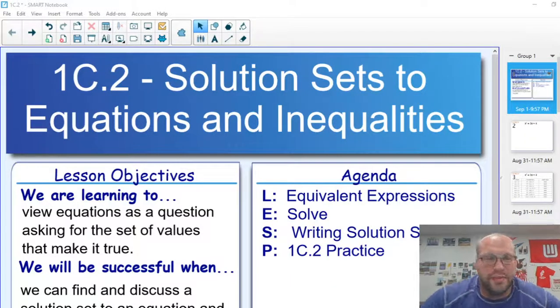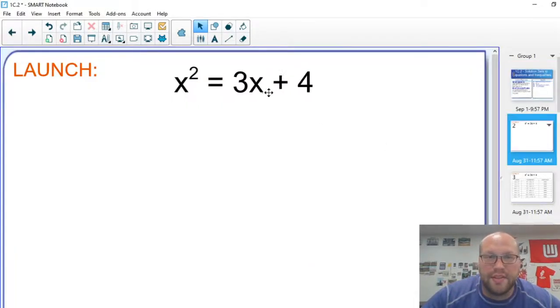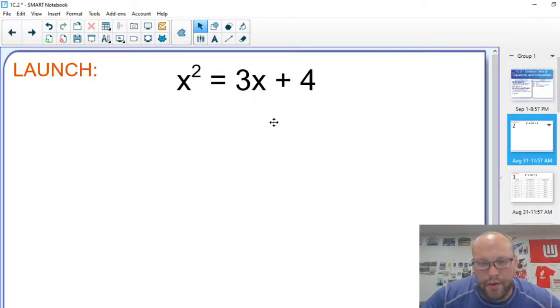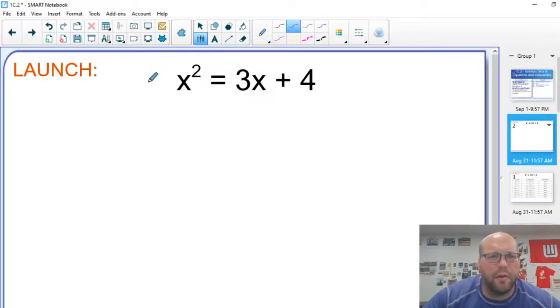All right, as we get into solution sets to equations and inequalities, we have to start thinking about, like we talked yesterday, true and false statements. Except for now, we're talking about number sentences, number statements. So this is a statement that isn't true nor false right now, but it depends on what x is. So we could throw out some random numbers and we could figure out.